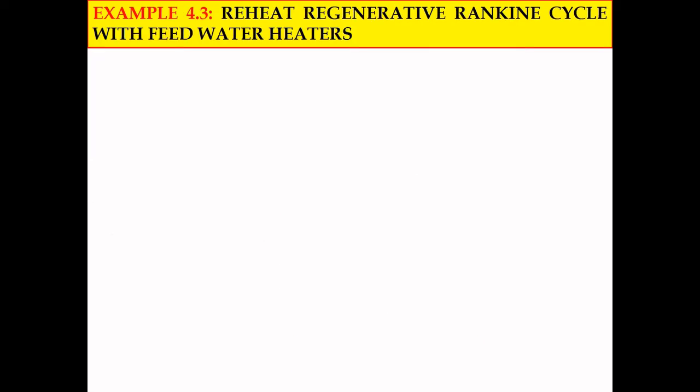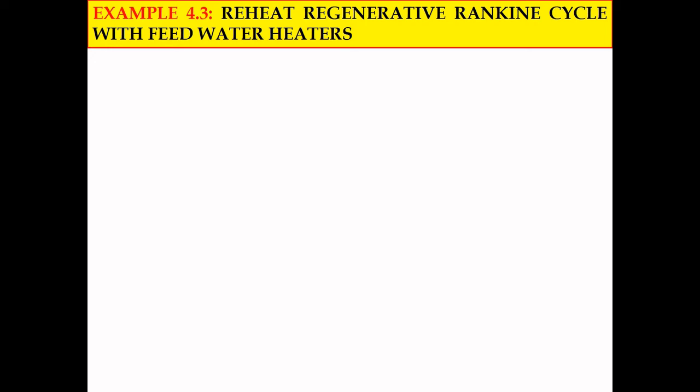Another example related to the mass balance equation is example 4.3. The example involves a reheat regenerative Rankine cycle with feed water heaters. This is just the name of the cycle. Later on in Thermodynamics 2, we will learn this cycle or system. This example is just to check your understanding of the mass balance equation for the steady flow process.